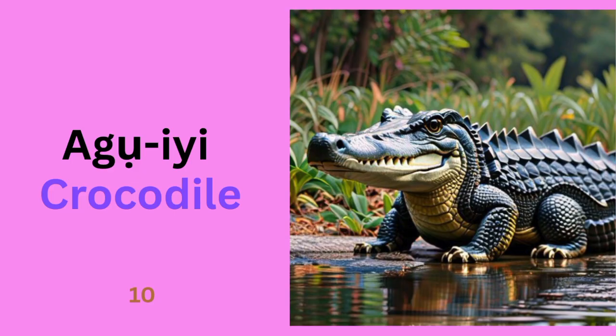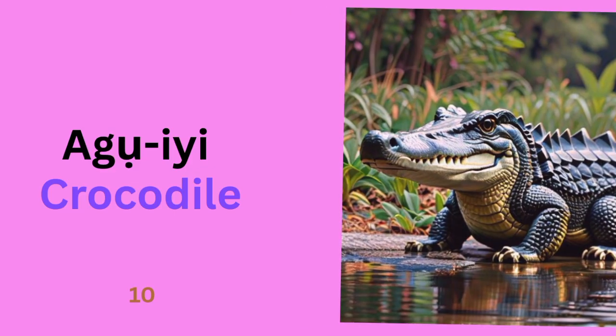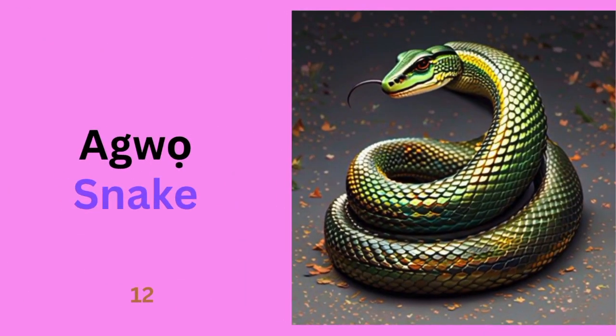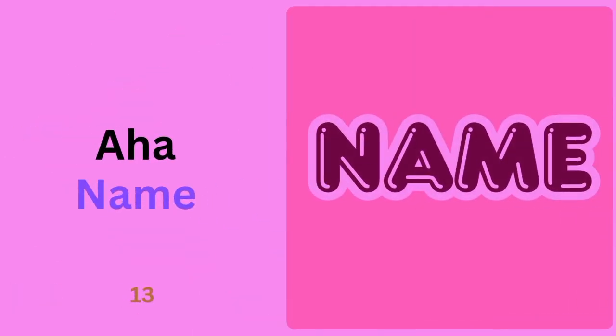Agui, crocodile. Let's go to number 11. We have agua. This is low, low, agua, beans. Number 12, agua, high, high, snake. We move on to number 13. Aha, name. For the last time, aha, name.